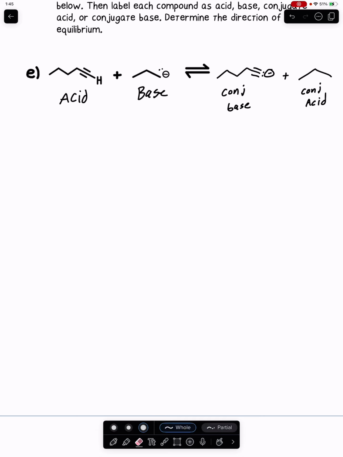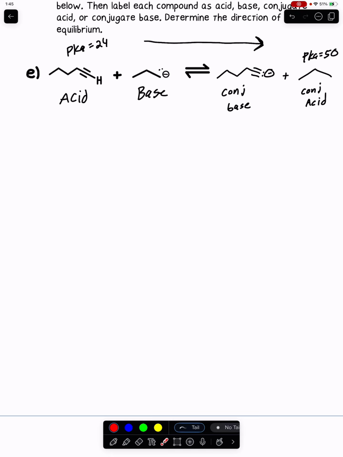All right, and again, we can use the pKa method. pKa of that proton is about 24. pKa of the protons on this would be about 50. Well, that means the pKa of 24 is more acidic. That means the equilibrium is going to go away from the stronger acid. So the equilibrium is going to go that way.